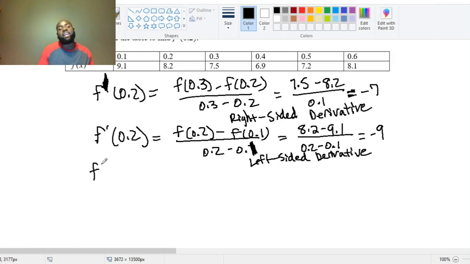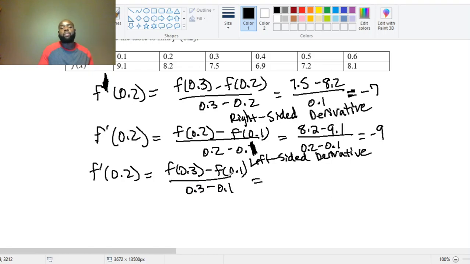Then I can calculate f prime of 0.2 using f of 0.3 minus f of 0.1 all over 0.3 minus 0.1. When I do that, I have a 7.5 minus a 9.1 all over 0.2, and I get a negative 8. And this is a two-sided derivative.